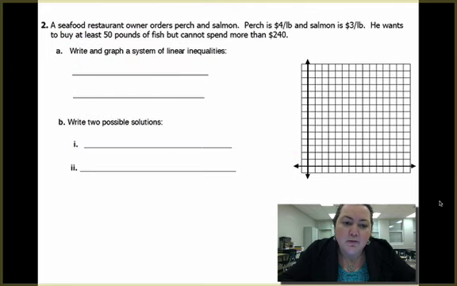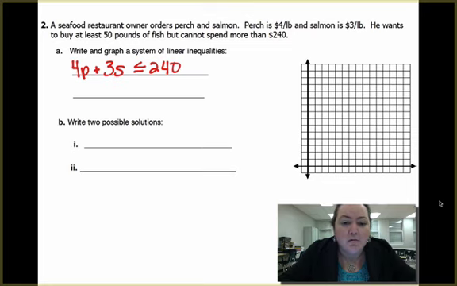Alright, number 2. A seafood restaurant owner orders perch and salmon. Perch is $4 a pound and salmon is $3 a pound. He wants to buy at least 50 pounds of fish, but he cannot spend more than $240. So again, we're dealing with money, so we have 4 for the P, 3 for the S, or X and Y. And we can't spend more than $240. So we can spend $240 or we can spend less.